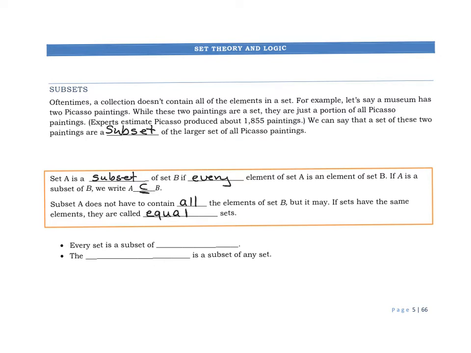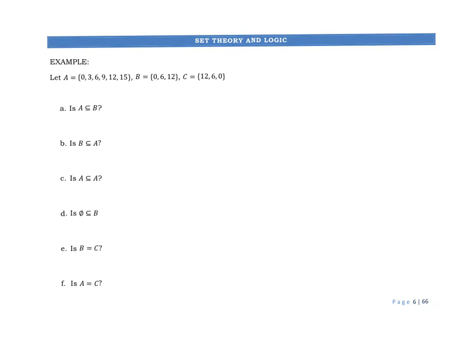So every set is a subset of itself. And the empty set is a subset of any set. Okay, let's look at this example. I have elements listed in set A, B, and C. And when I ask these questions, order will matter when I ask them.